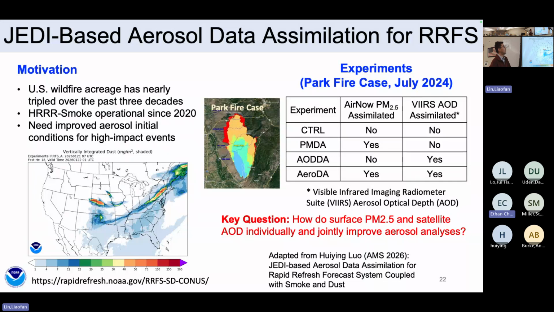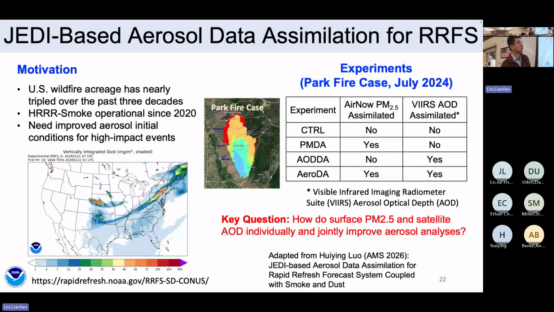And in HRRR, the operational system, we have had HRRR-Smoke operational since 2020. But since wildfires are increasing, we certainly need to improve our capability to better forecast wildfire or high impact events. So in this study, we implemented the JEDI-based aerosol DA component into RRFS version 1. And we conducted the following 4 experiments to understand different aerosol observations with the system.